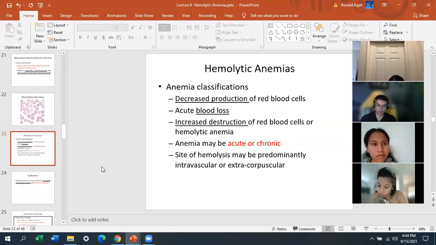As I mentioned earlier, the anemia classification is decreased production, acute blood loss, which can cause anemia, and increased destruction. That's the one that causes hemolytic anemia. Anemia can be acute or chronic. The site of hemolysis may be predominantly intravascular or extravascular. If I say intravascular, that means within the blood vessel, and extracorpuscular means outside the red cell.